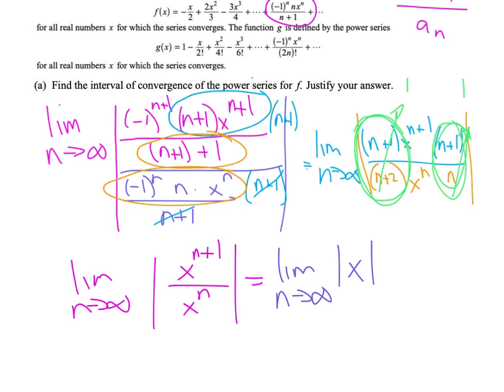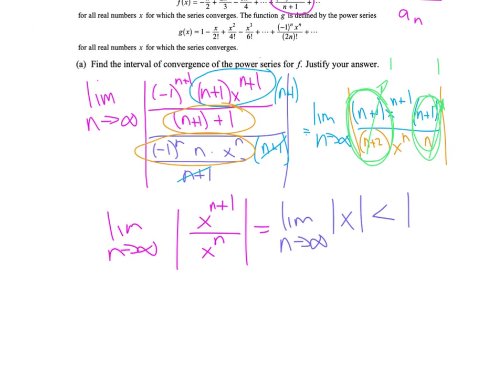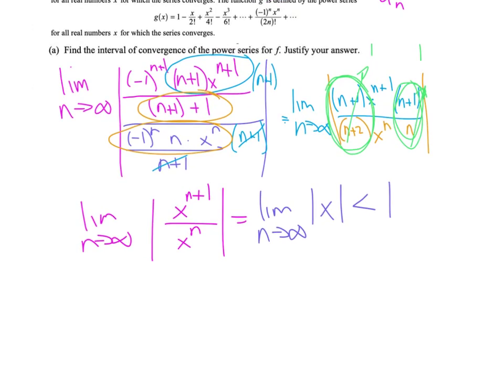You can cross out n x's and you're left with 1 extra. Now, the ratio test is connected to the geometric series test. We want this to be less than 1. So we know that our interior interval of convergence is negative 1 to 1. Now our job is to figure out, do I include the negative 1 and 1 or do I not?